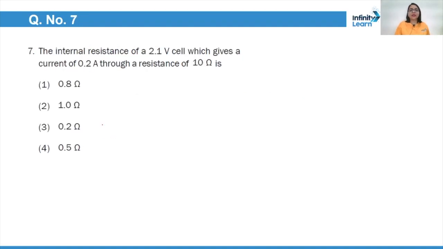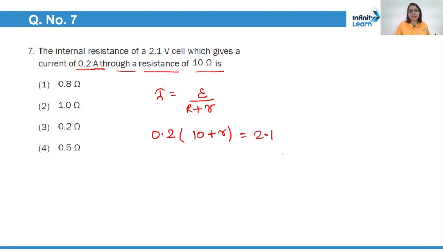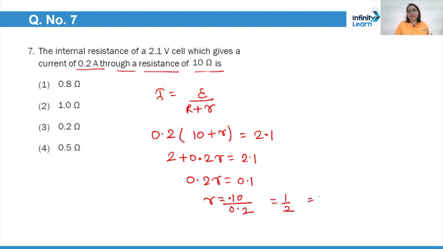Next is question number 7. The internal resistance of a 2.1 volt cell which gives a current of 0.2 ampere through a resistance of 10 ohm is. So I, which is E upon R plus small r, in this case, I is 0.2 into capital R, which is 10, plus small r is unknown, and we have 2.1 as E, right? So this is 2 plus 0.2 r is equal to 2.1. So 0.2 r will be 0.1 and r will be 0.1 divided by 0.2, which is equal to 1 by 2, and that is 0.5 ohm.